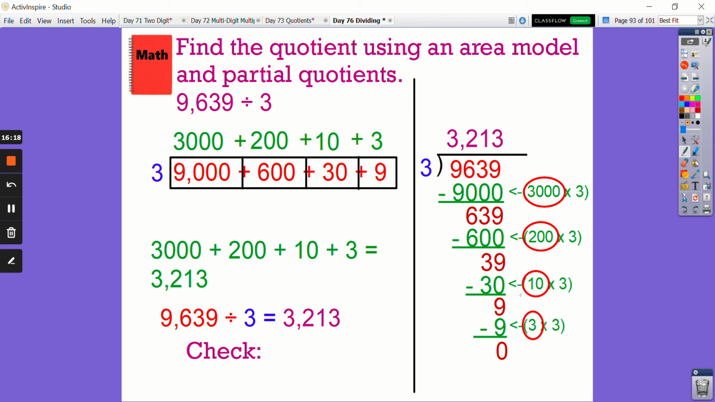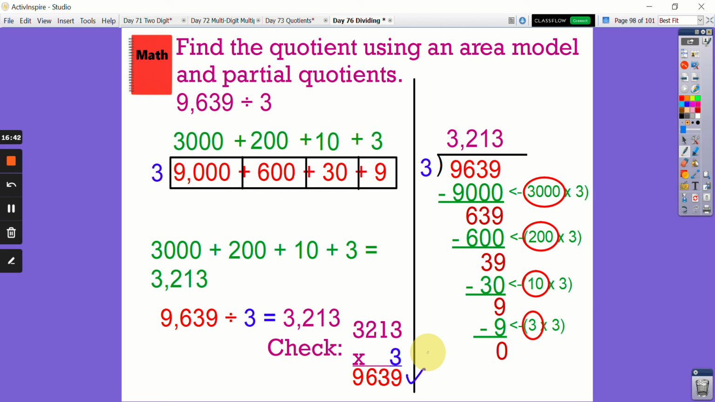All right, and then we can check. So we can check with our quotient times our divisor, and we should end up with our dividend. So we're going to do 3,213 times 3. 3 times 3 is 9. 3 times 1 is 3. 3 times 2 is 6. And 3 times 3 is 9. And check, that is what we started with. So we're in good shape.